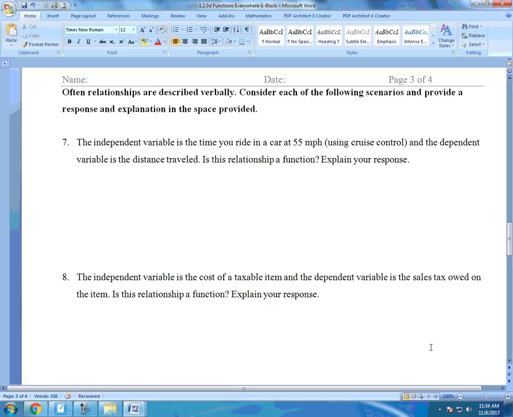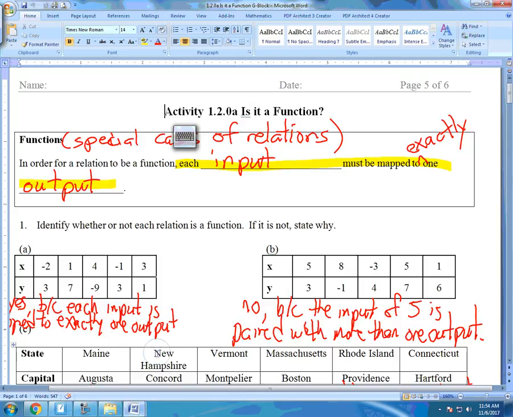In all cases, the question is: is this relationship a function? And what I noticed when I was going over your homework and your classwork was that we did not necessarily use the definition of a function. So let's pull that back up here.